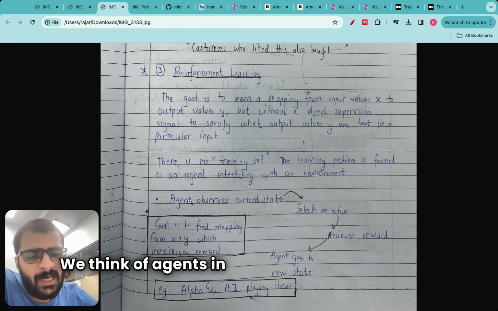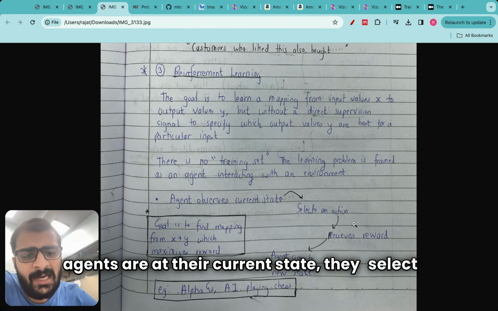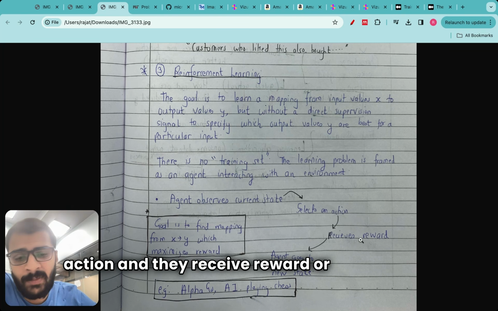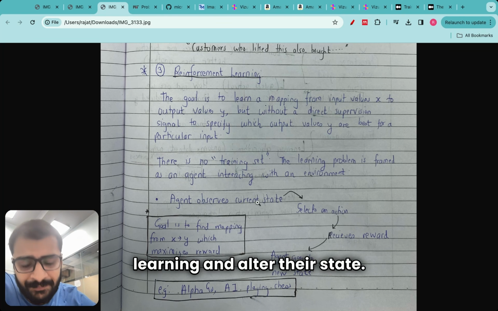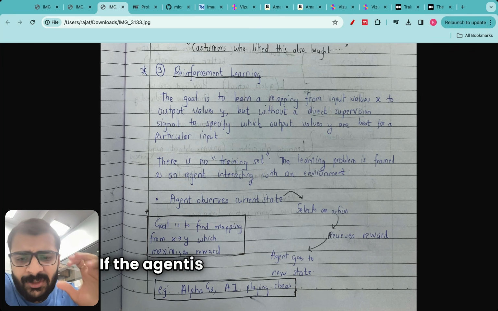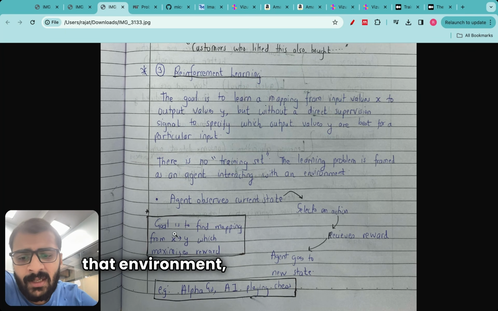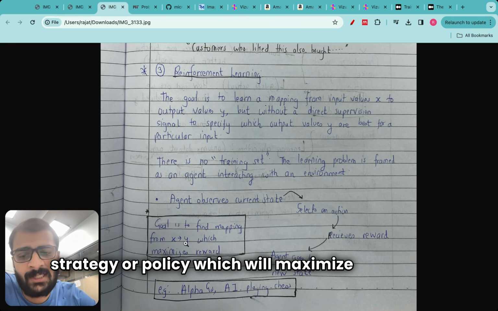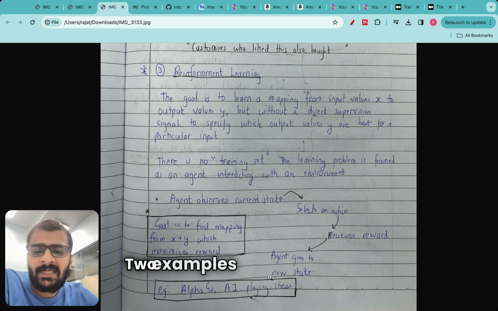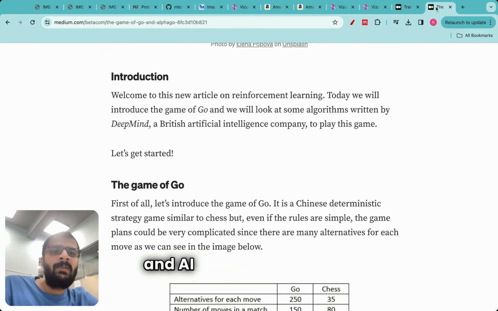We think of agents in an environment where the agents are at their current state, they select an action and they receive reward or punishment. Based on this, they keep on learning and alter their state. If the agent is trained enough times in that environment, it learns to find the best strategy or policy which will maximize the reward. Two examples of this are the Go and AI playing chess.